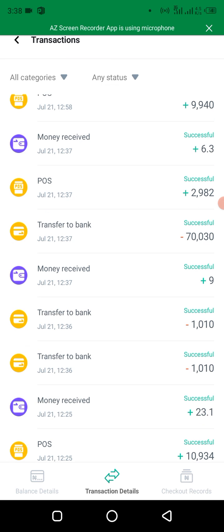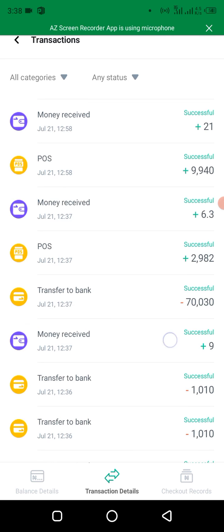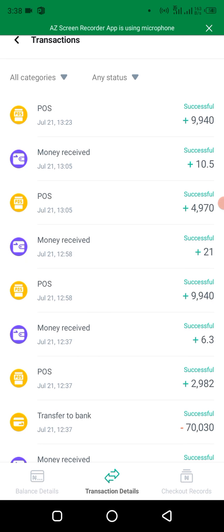Okay, yeah, I did a POS withdrawal of 10,000 naira. They debited 16 naira, but they returned 21 naira. So I'm going to show you how they are calculating all these charges, so that you know what charges they are charging you on your Opay terminal.